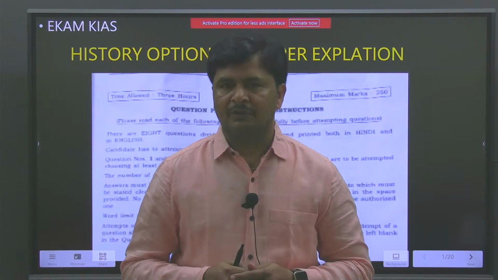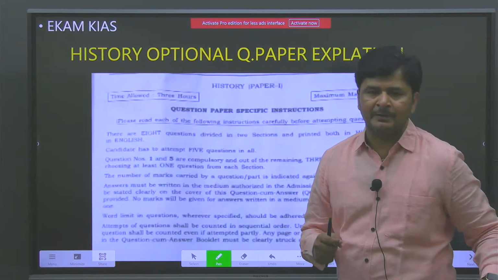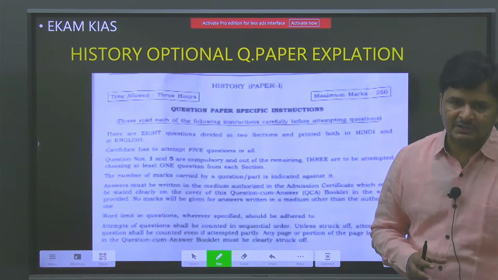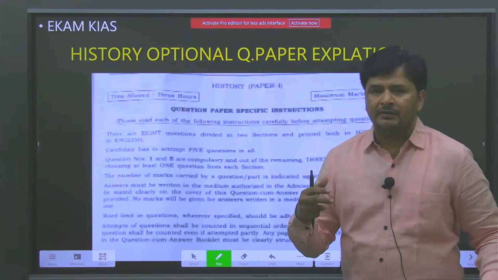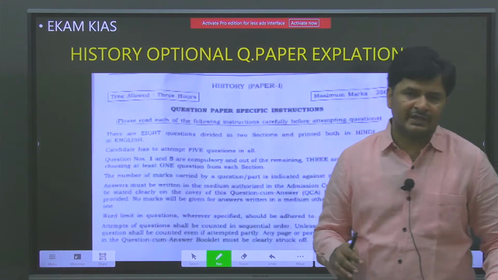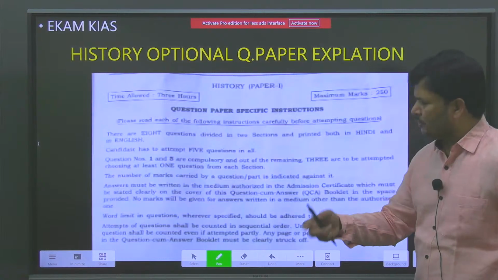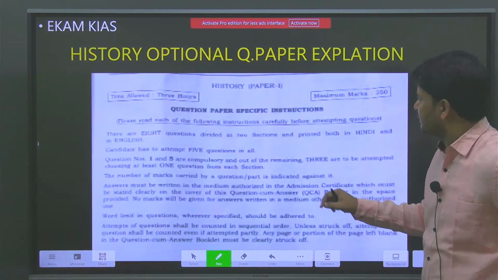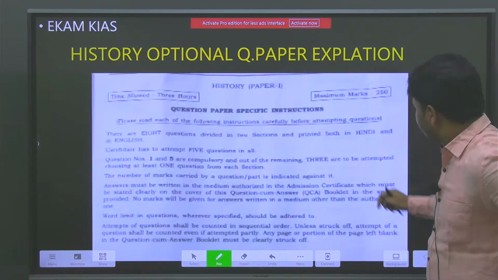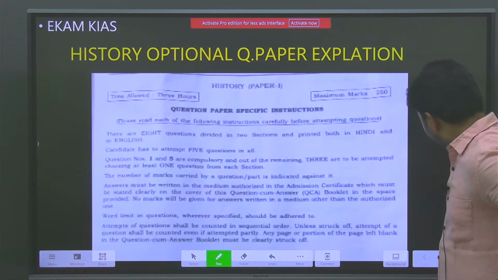In this session, we are going to discuss optional history paper 1 and paper 2. First, we are going to have some sort of discussion, including the students. Once we're done with the first paper, after the break we are going to have the second paper. When it comes to history optional, like any optional which has 500 marks, we have two papers. Now we were discussing paper 1, which consists of 250 marks.